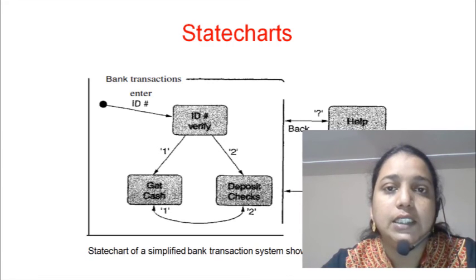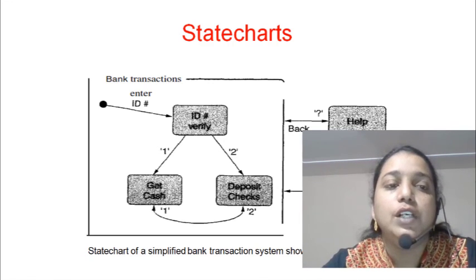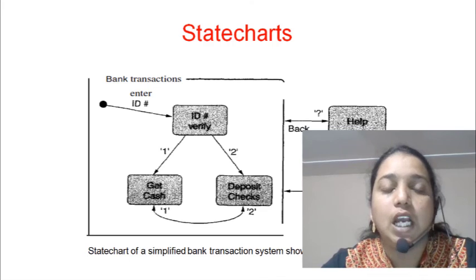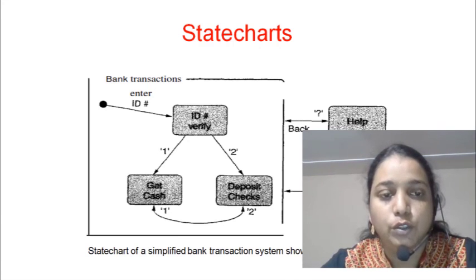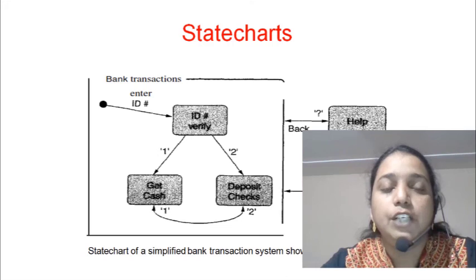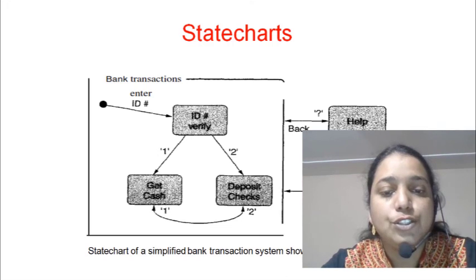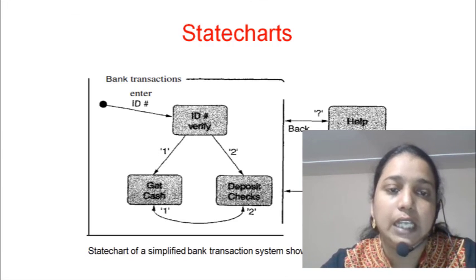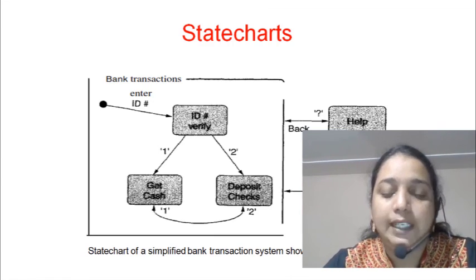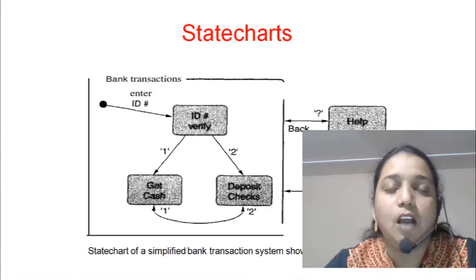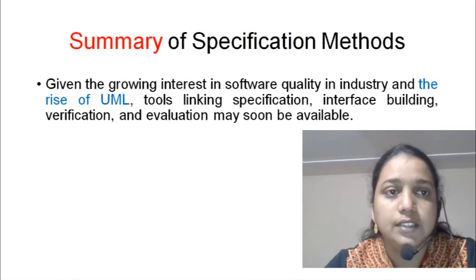So whatever we are doing, we are following some pattern. That pattern is called a state chart. First we are in the start state and then the verification stage, whether you are a valid user or not. Once it is verified, then the functions you are going to do are whether you withdraw cash or deposit cash. Those are the two functions we want to do with that particular bank transaction. This is how we draw state charts.